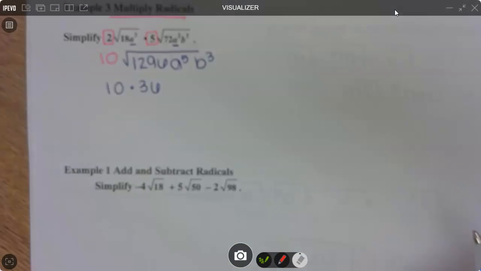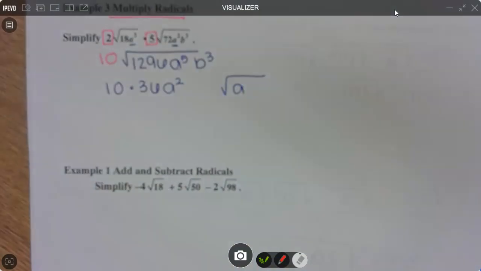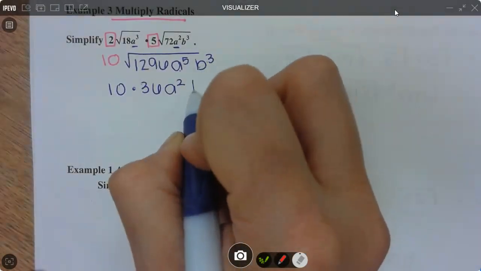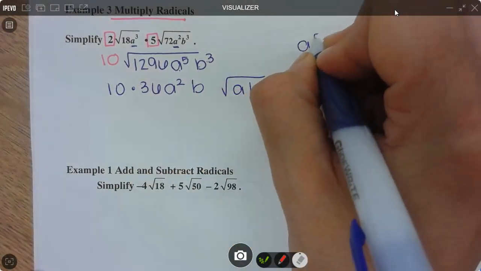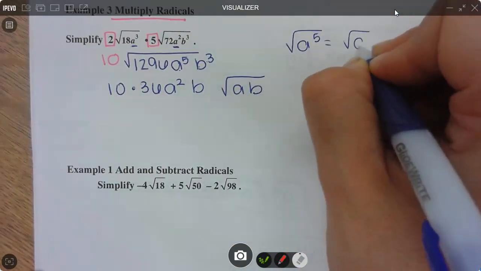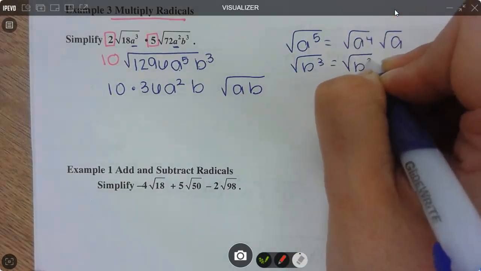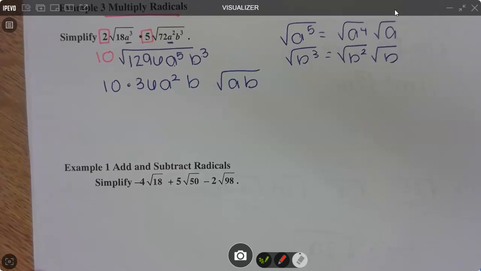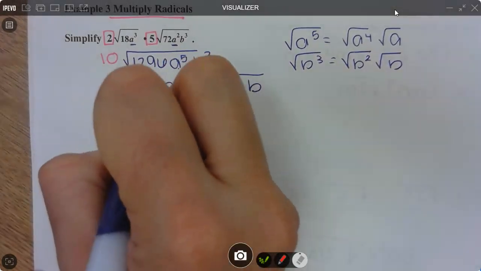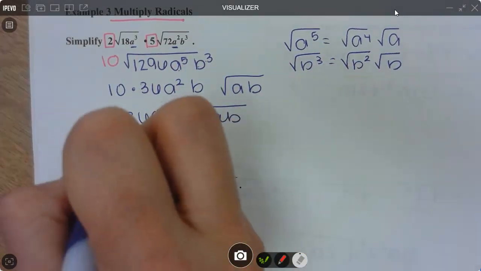A to the 5th we already did on the front. It's a squared, and an a stays behind. B cubed becomes b, and a b stays behind, because a^5 is really like a^4 and a, and b^3 is really like b^2 and b. So also you're going to multiply 36 by 10. So you get 360 a squared b square root ab.